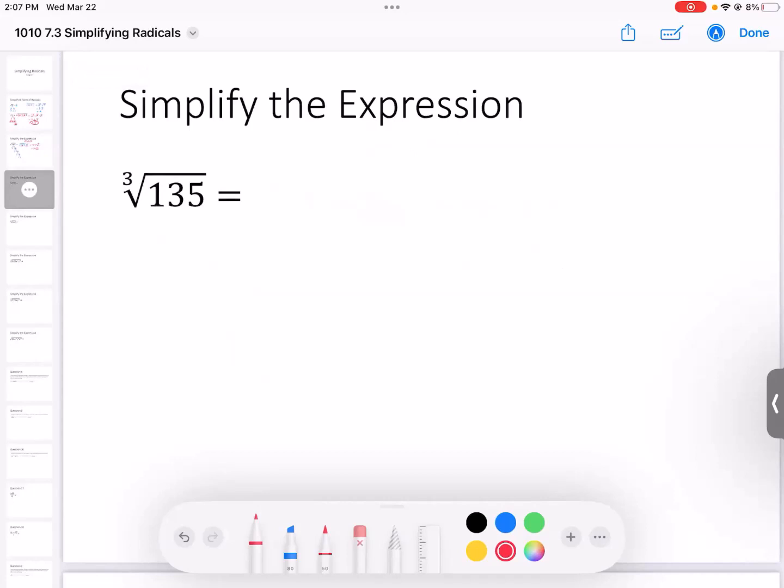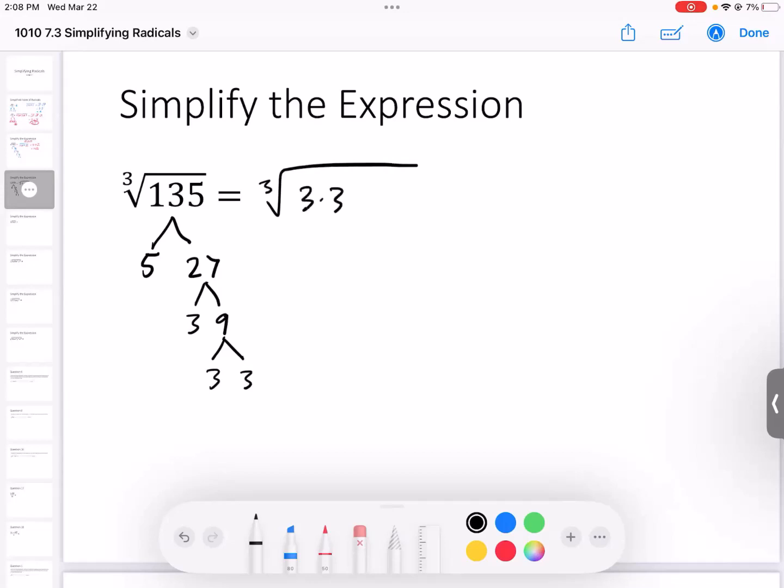Because if I wanted to find the cube root of 135, I would start off by getting it into factored form. So since it ends in a 5, I know that it's divisible by 5. I don't know what it is though. What's 135? What is it? 27. Okay, awesome. And then 27 can be factored into 3 times 9. 9 can be factored into 3 times 3. So this is the cube root of 3 times 3 times 3 times 5.